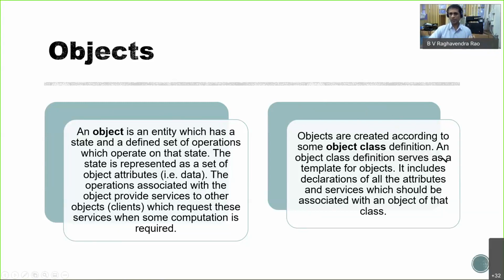The formal description is that it serves as a template for objects. It includes the declaration of all attributes and services which should be associated with an object. An object is something like a car, a student record, or an employee record. You can see that all that will fit in. What should be an object class or an object should fit into this definition. It is basically given for formalism purposes.